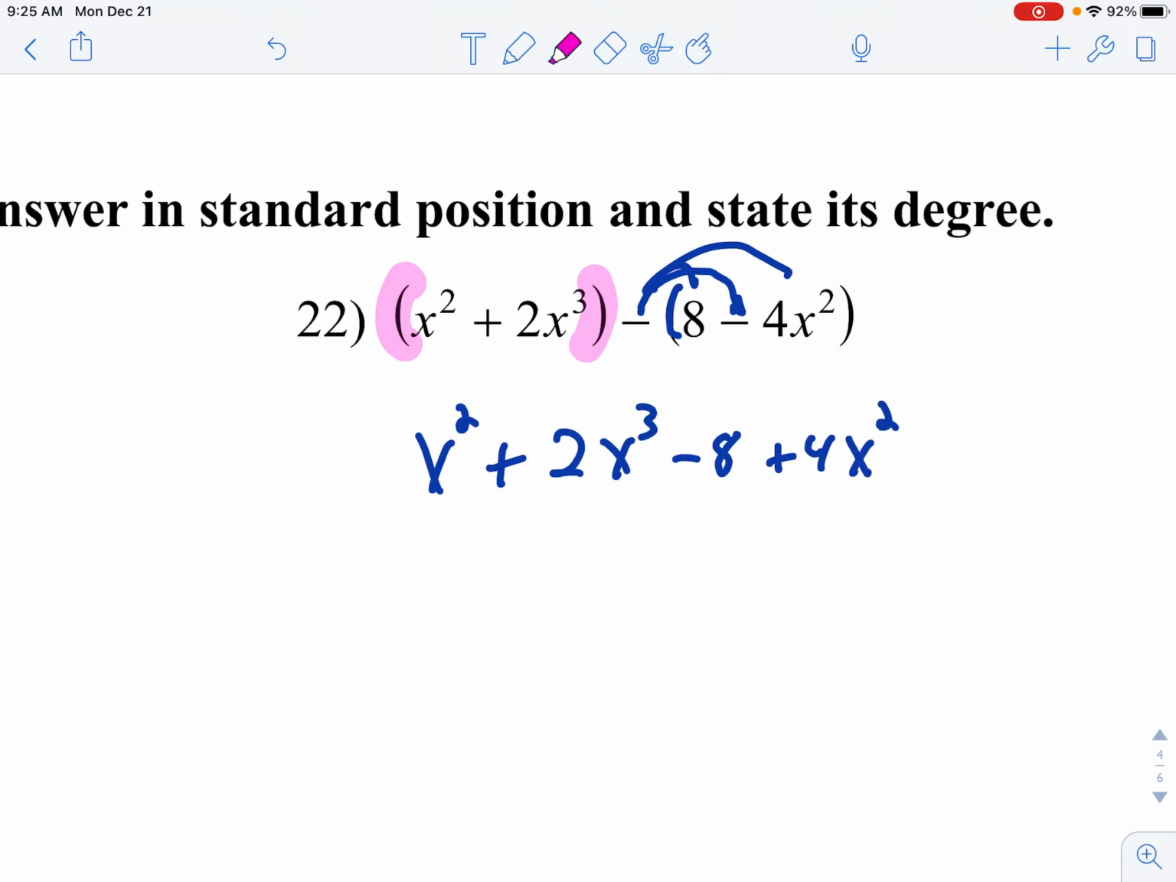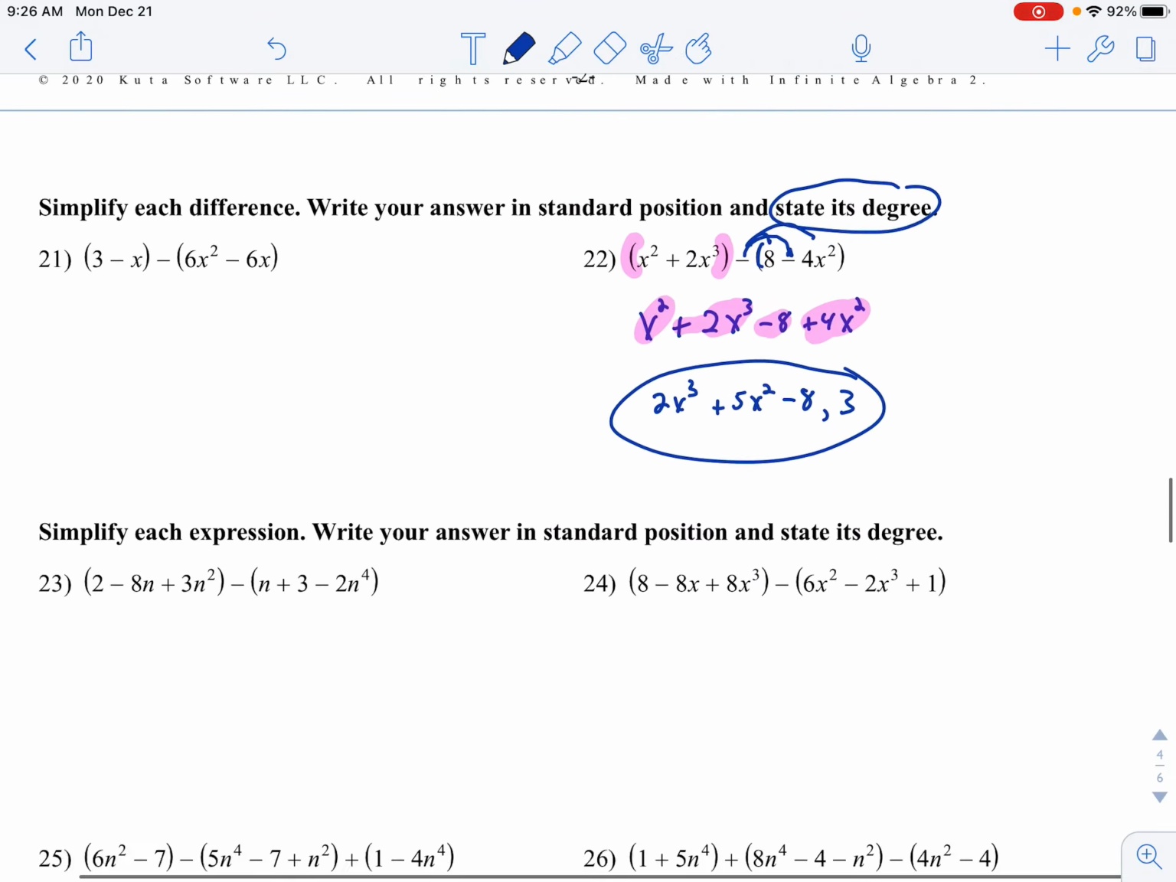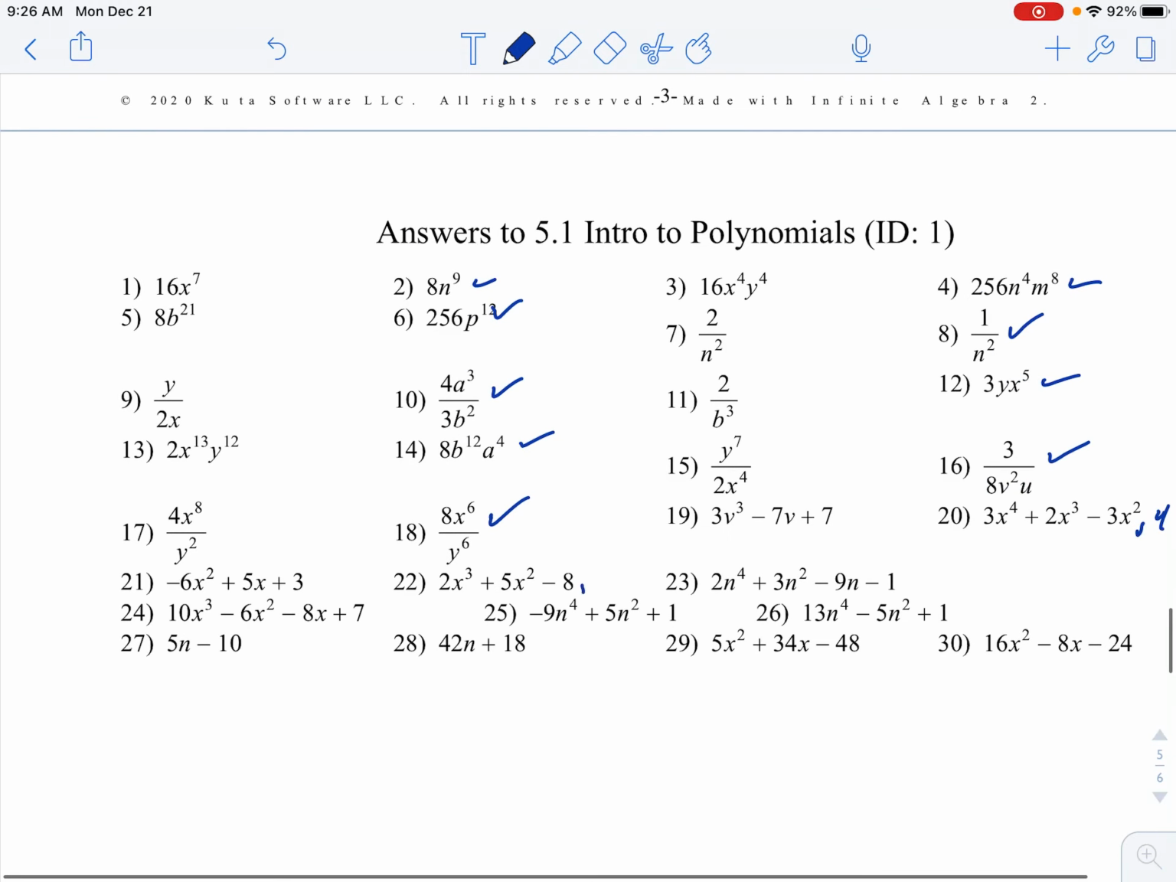Now to put this in standard position, I'm going to focus on the highest power first, 2x to the third. Then the next highest power, x squared plus 4x squared is plus 5x squared. And then all we have left is minus 8. State the degree of the polynomial, third degree, so I'm going to put a 3. So that's my answer, 2x to the third power, and then comma, third degree.